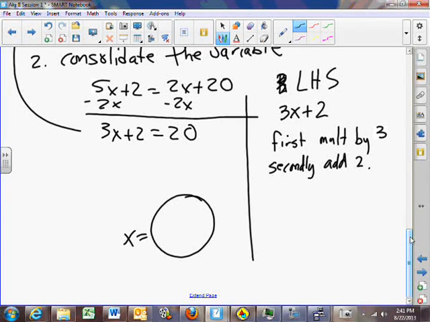We want to peel away the times 3, and we want to peel away, if you will, the plus 2, using the addition and multiplication properties of equality. Now, what we have to do is undo what was done to x. X is being multiplied by 3, and then we're adding 2.